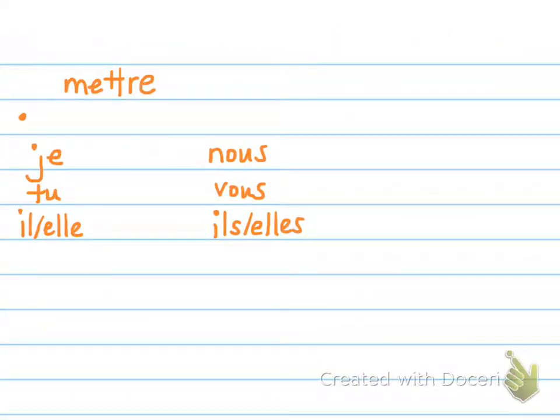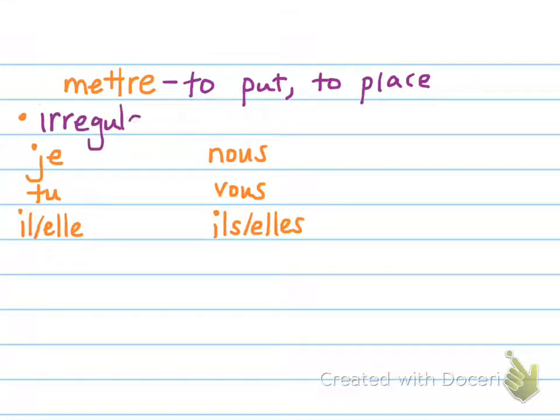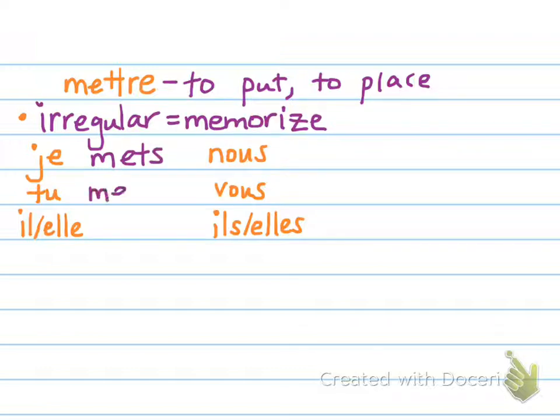Today we have a new verb, the verb mettre, which means to put or to place. It is an irregular verb, which remember means that it's one that you need to memorize. The forms of mettre are je mets, tu mets, spelled the same way. Il, elle, met sounds the same but is spelled a little differently.